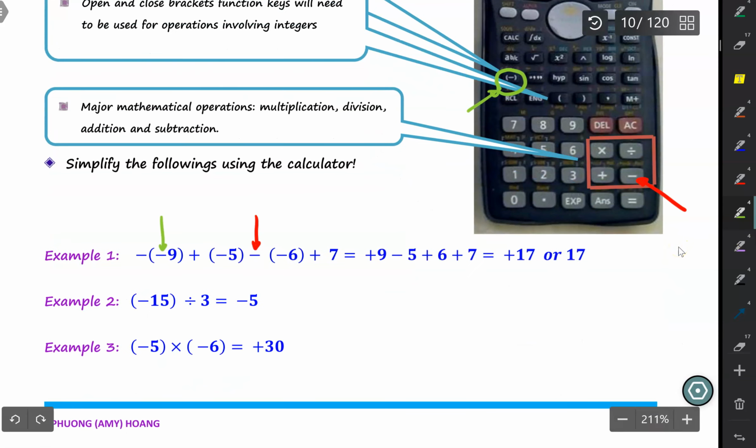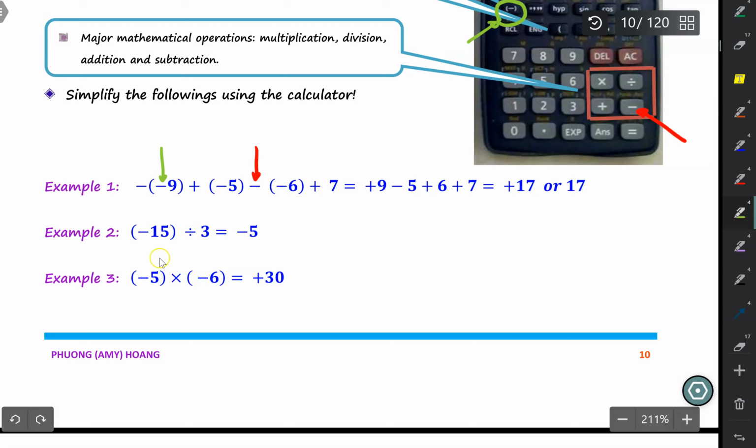Alright, so let's move on to example number 2. Here is the number negative 15. So again, for this negative sign, you will have to use the negative key on your calculator and use the operation as division, divided by 3. You should have negative 5. And again, I think it's very simple to work with all of this example.